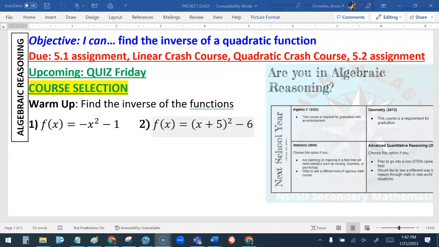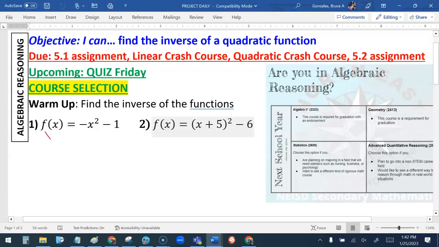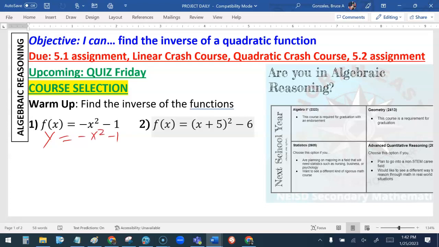Let's talk about inverse functions. Number 1. First of all, it's the same 4 steps. What's my first step? F of x turns into what letter? Y. So we rewrite it, and then instead of x and y, what happens with x and y? Switch the order, okay? Remember, inverses, you're always switching x and y. So x equals negative y squared minus 1.